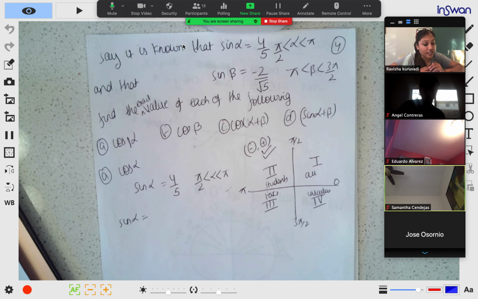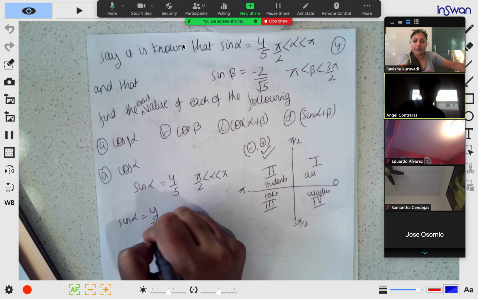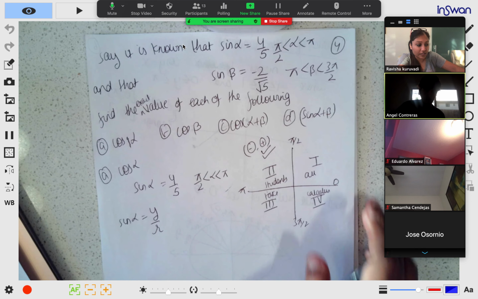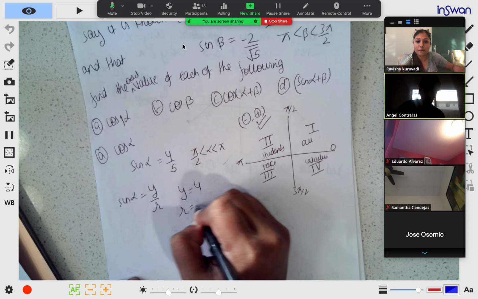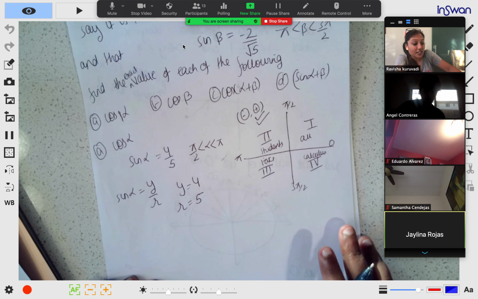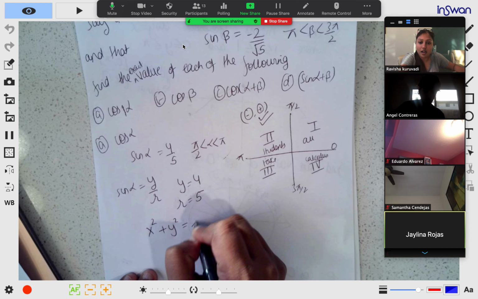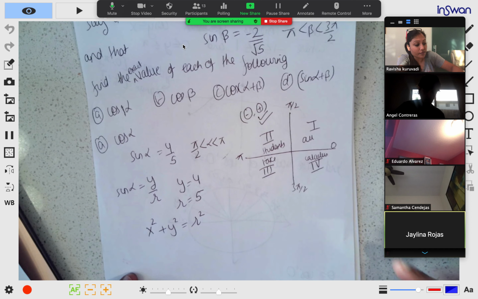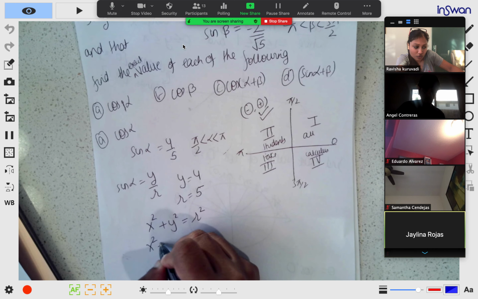What's the formula for sine? Anyone? Y over r. Yes, y over r. So from this I get y is equal to 4 and r is equal to 5. Perfect. So you have the formula x square plus y square is equal to r square. Use the formula then: x square plus y square, 4 square, is equal to 5 square.